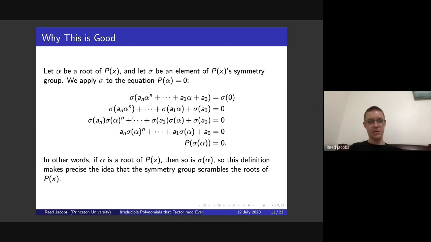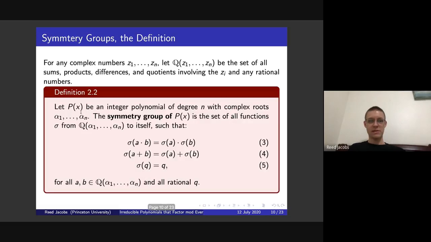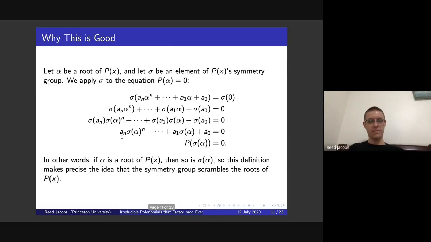The a sub i are integers, and in particular they're rational numbers, which means sigma fixes them. So a sub n sigma of alpha to the n plus a sub n minus 1 sigma of alpha to the n minus 1, and so on down to a1 sigma of alpha plus a0 equals 0. But p of x is just a sub n x to the n plus a sub n minus 1 x to the n minus 1, and so on. So what this equation says is just p of sigma of alpha equals 0. In other words, if alpha is a root of p of x, then so is sigma of alpha.